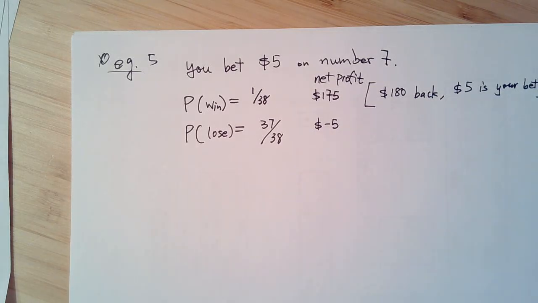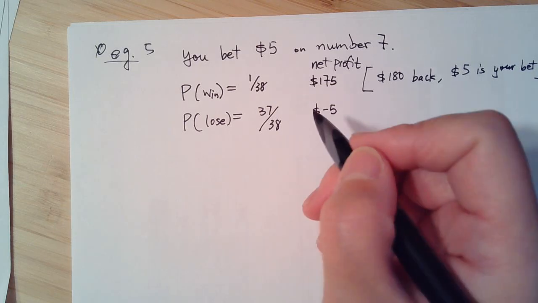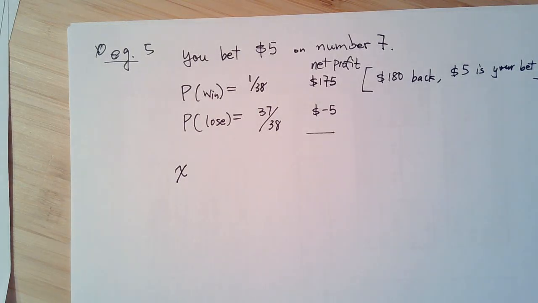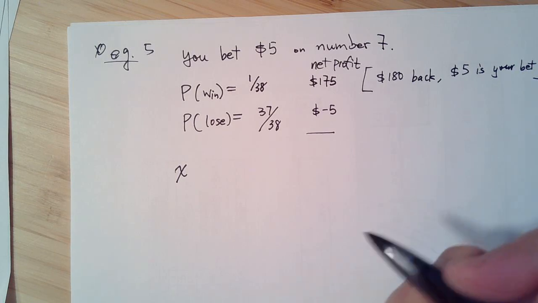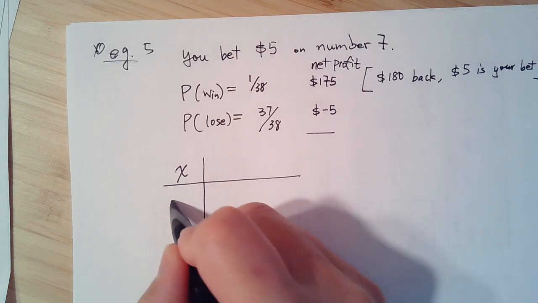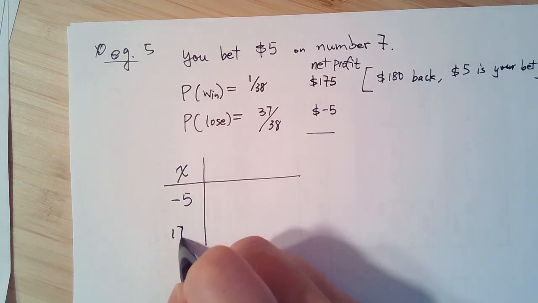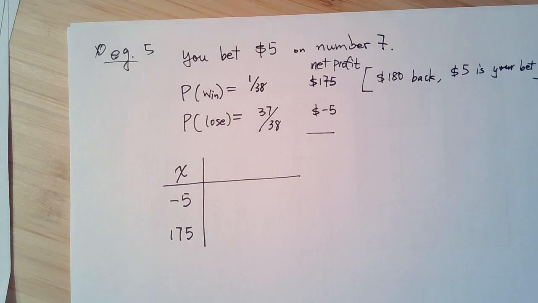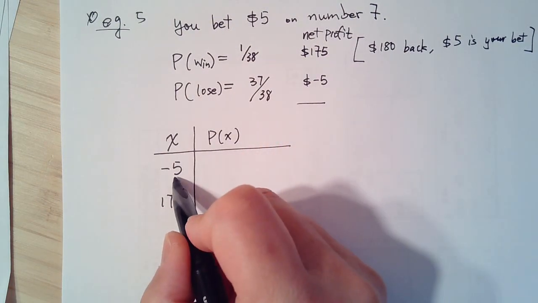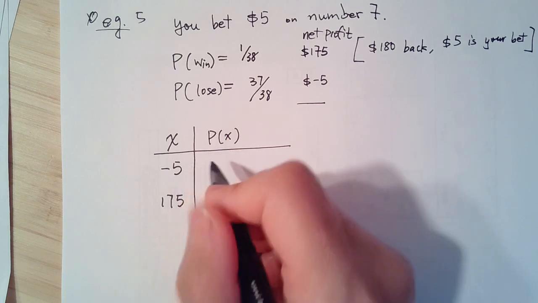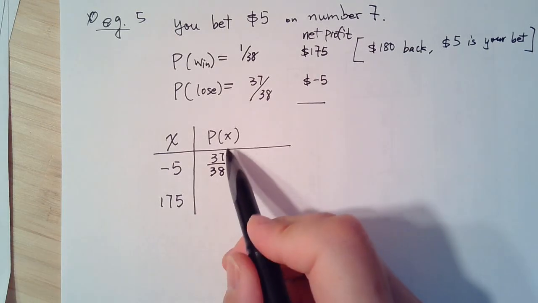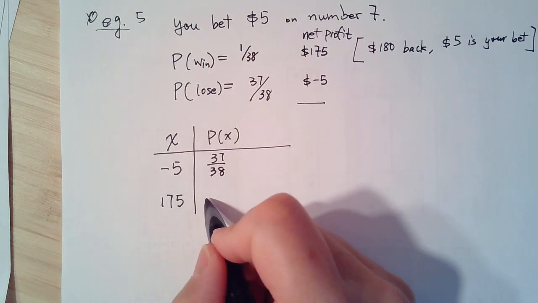All right. Now, let's make this x. X is your gain. That's the value of your winning. That could be just two possibilities, either negative 5 or positive 175. And what is the probability of getting negative 5, or the probability that you're going to lose $5? That's 37 over 38. And what is the probability that you're going to win 175? It's 1 over 38.